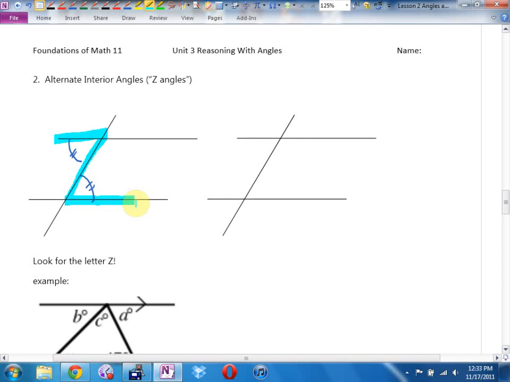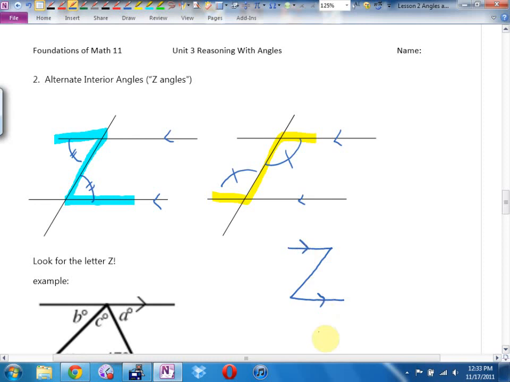Or it can be a backwards Z like this. This angle and this angle are the same size. But here's the key: these have to be parallel. In other words, your Z shape can't look like this. It has to look like this, where the top and the bottom of the Z are parallel. No crooked Z's, in other words.